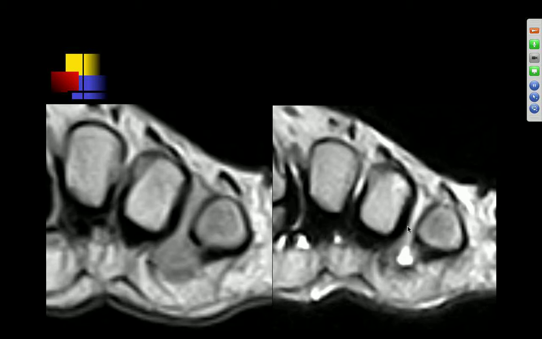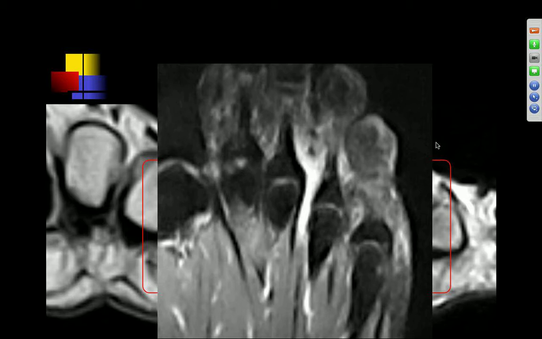Another common area where you can get a mass is in the intermetatarsal bursa with intermetatarsal bursitis, which we can see here. And there you can see the fluid in between the two there also.